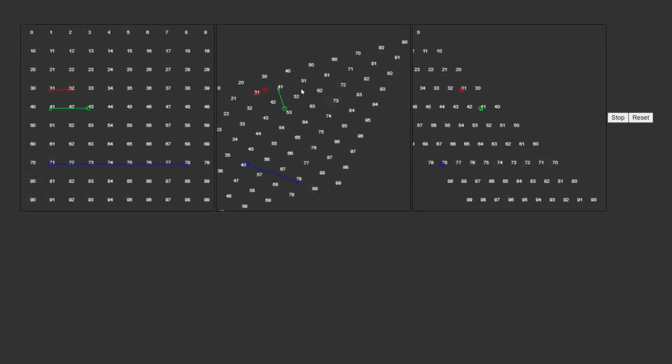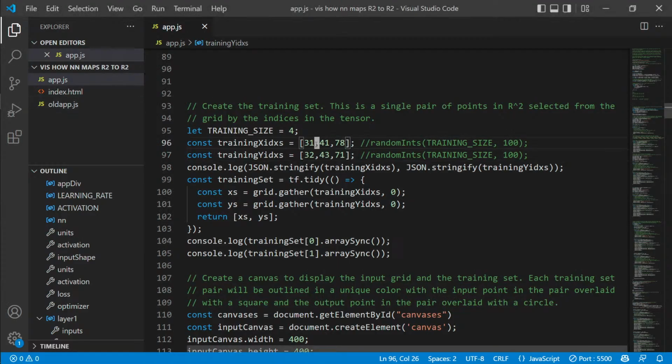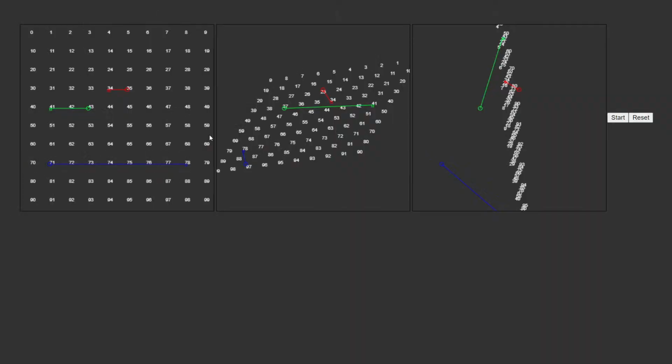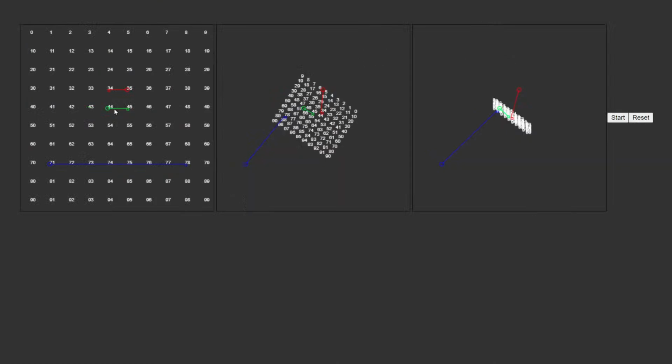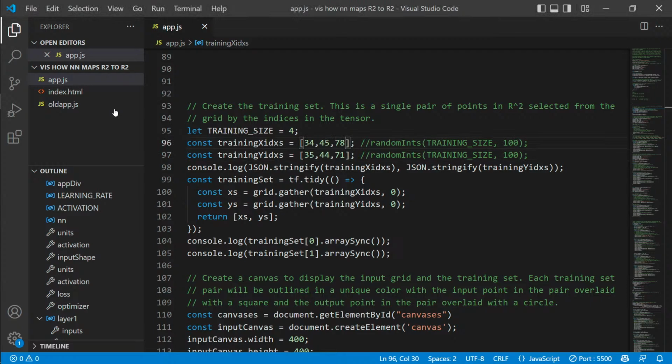What if you just do them really close together? So 34 goes to 35, and then, what was I saying? 34 goes to 35, and then 45 goes to 44, right? Because it's a different direction. 45 goes to 44, and then 54 goes to 55.